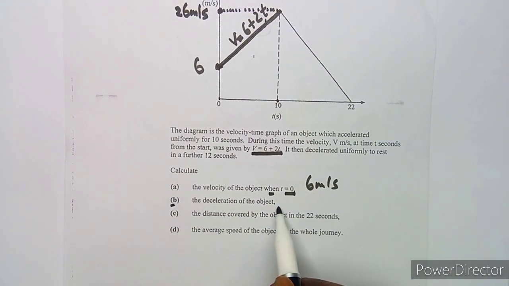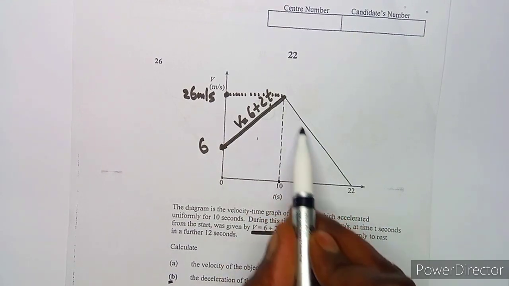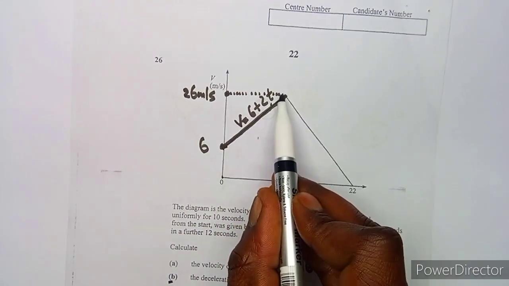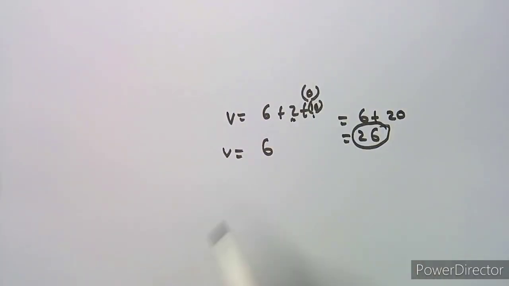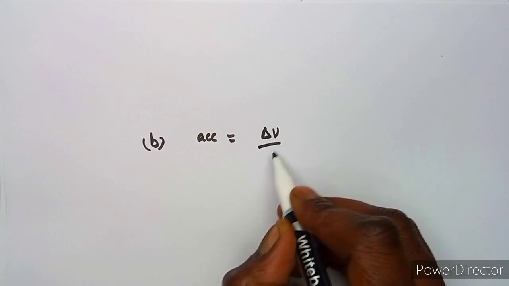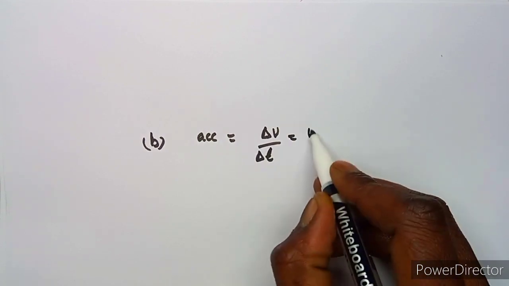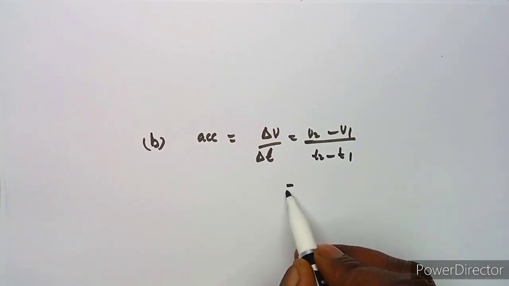B, the deceleration of the object. Deceleration is from this point. Deceleration is where there is a decrease in speed. This is acceleration, then this is deceleration. But we know that deceleration is simply taken from acceleration, which is the change in velocity over the change in time, v2 minus v1 over t2 minus t1. All right, that's v2.